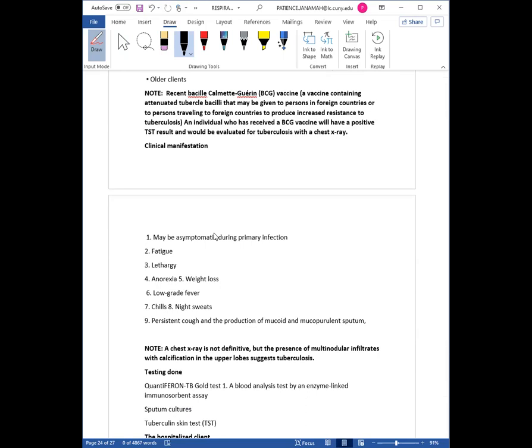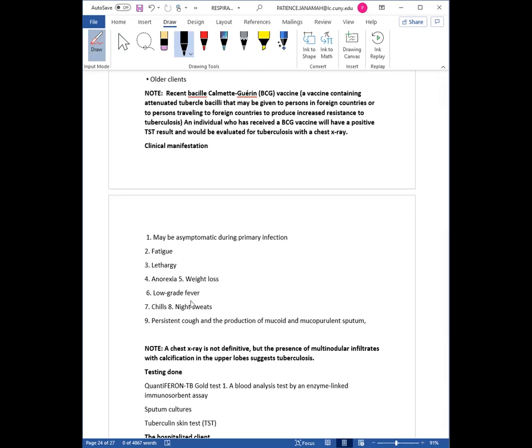The clinical manifestations for tuberculosis: in the beginning, the patient will be asymptomatic. There will not be any symptoms, but the patient will have fatigue. Sometimes we have fatigue and we don't pay attention to it. Lethargy, anorexia, weight loss, low-grade chills, night sweats, persistent cough, and the production of mucoid and mucopurulent sputum.